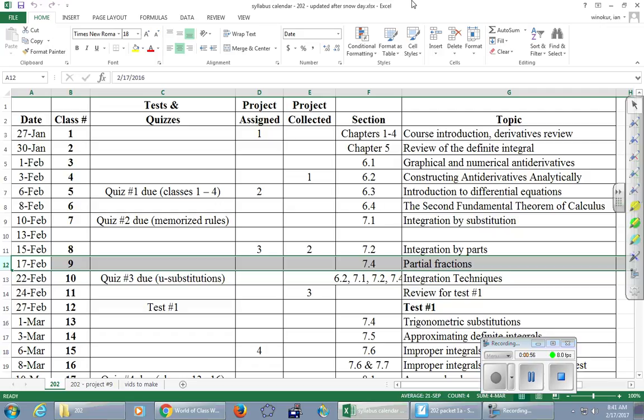We recently saw this technique called integration by parts. You will not be using that technique on this quiz. Today we're going to have a new technique called partial fractions. You're not using that one either. It is just U substitution practice because U substitutions are critically important to us this semester.